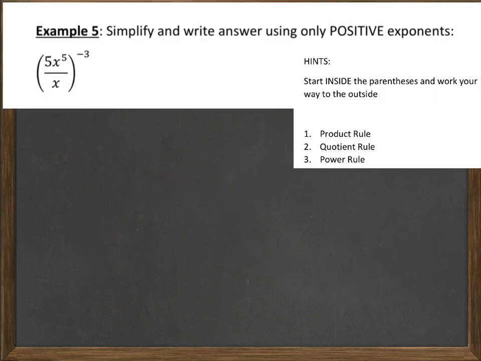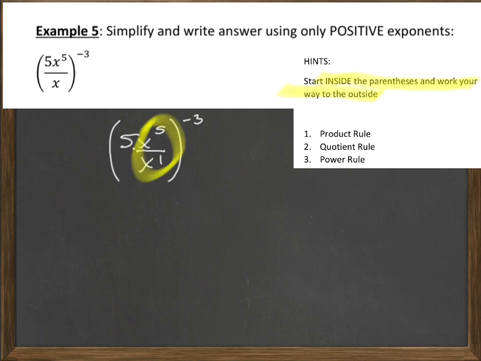All right, now example 5. So we have (5x to the 5th power divided by x raised to the negative third power). Again, remember my advice: start inside and work your way out. Is there anything inside the parentheses that we could simplify? Well, actually there is, isn't there? I have 5 times x to the 5th divided by x to the 1st power, so I could apply the quotient rule here.